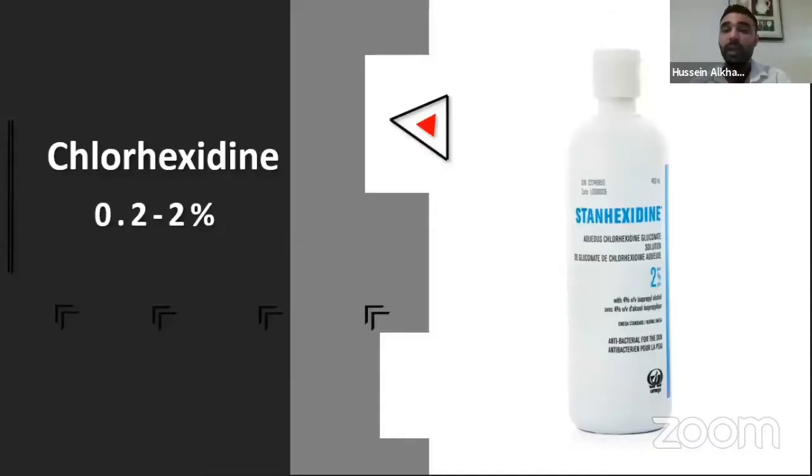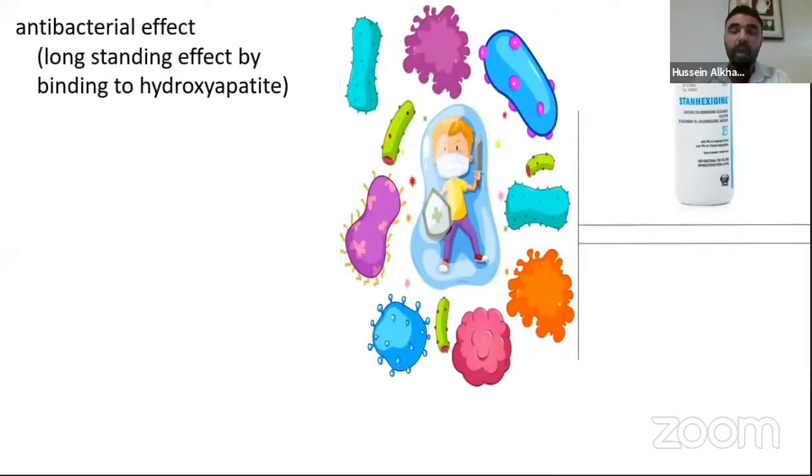Another important irrigation solution is chlorhexidine. This type of irrigation agent is used in a wide range of concentrations that lies between 0.2 up to 2%. So we may see different dilutions. Mostly, we recommend using 2% chlorhexidine. This agent is known mostly for its very good antibacterial effect.